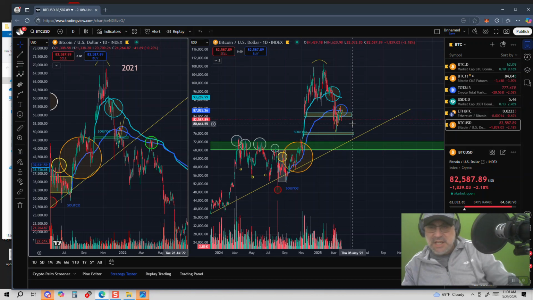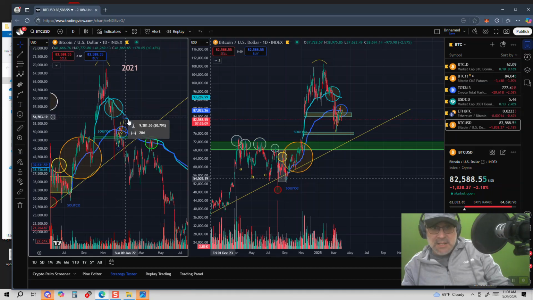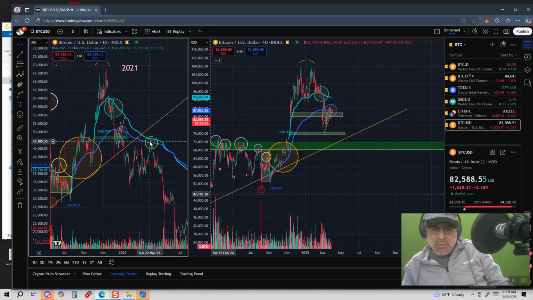And then we're going to see, if this keeps on correcting, these two anchored VWAP lines begin to go down like this and eventually crisscross. And when they crisscross, that will be the fulcrum point.